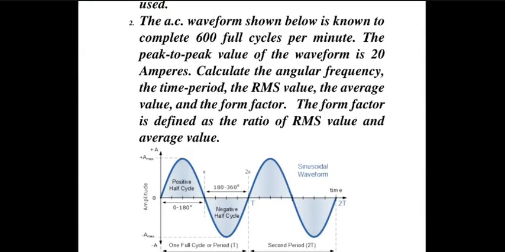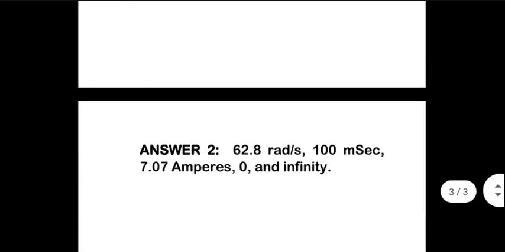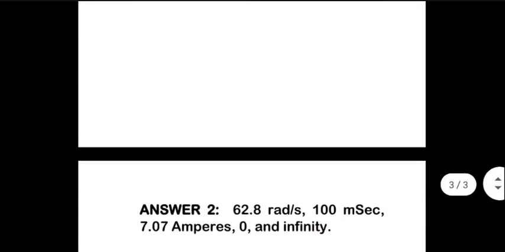Frequency is 600 per minute divided by 60 to get 10 cycles per second. That is frequency, 10 hertz. 2 pi into 10 will give you angular frequency. Yeah, 2 pi into 10 gives you about 62.8 radian per second. That's correct. Time period is 1 upon frequency. Frequency is 10, so 1 upon 10 seconds gives you 100 milliseconds. That is also correct.